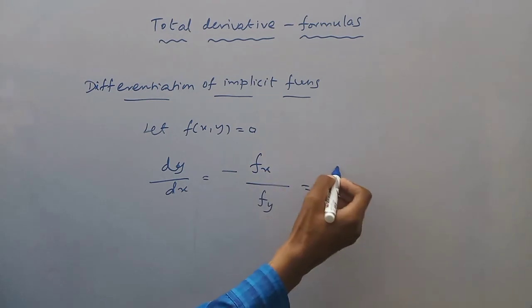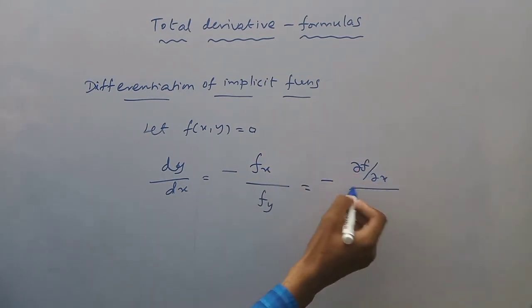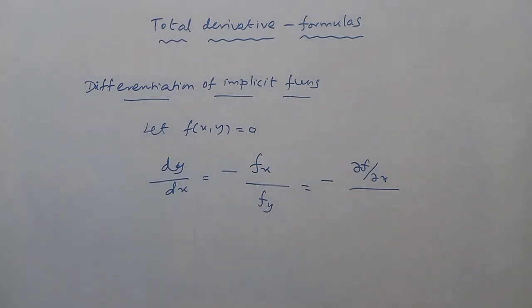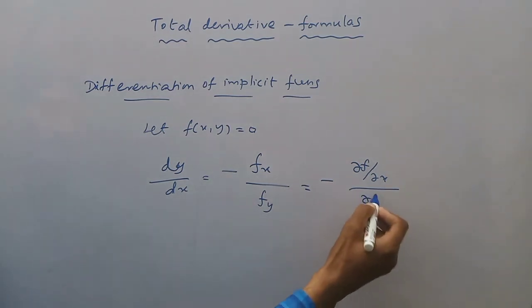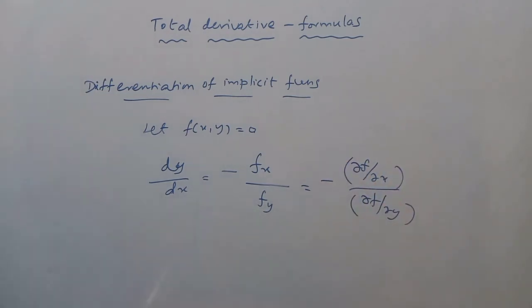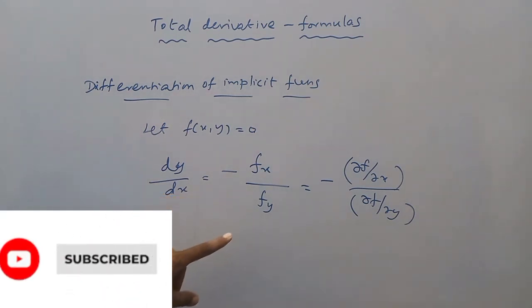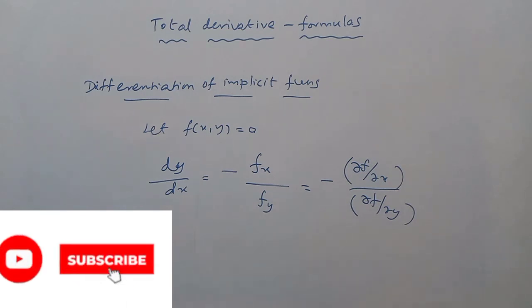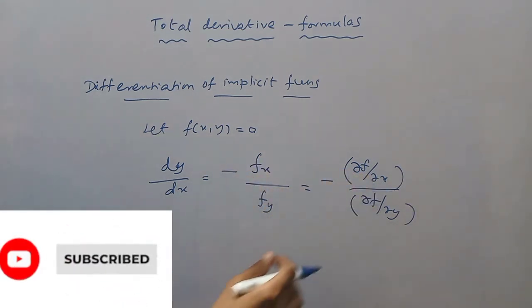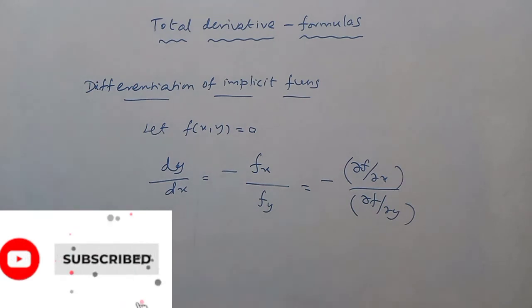What is fx? Minus dou f by dou x by dou f by dou y is the formula. So dy by dx equals minus fx by fy, equals minus dou f by dou x by dou f by dou y. That is the dy by dx formula.